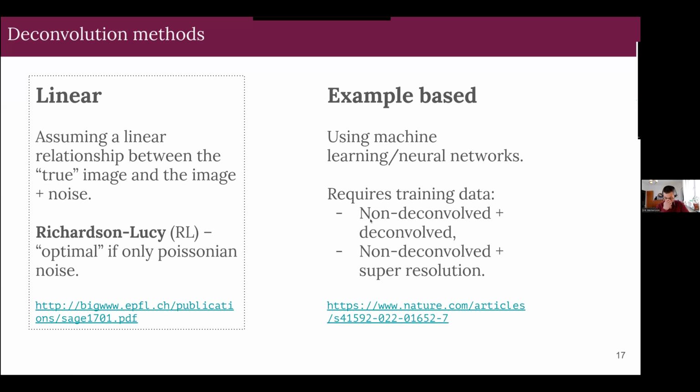And nowadays, and as you will hear later on today, there are also what I call example-based methods that use machine learning or neural networks. These methods typically require training data. So we need non-deconvolved and deconvolved images to train on together, or you will have non-deconvolved and maybe super resolution images to build an atlas to see the correspondence between the blurry non-deconvolved and the ground truth images. But we will just look at the Richardson-Lucy method here today in my lecture.